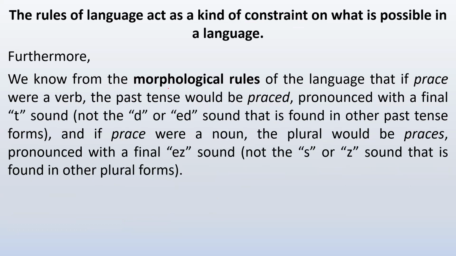Furthermore, when we talk about the morphological rules, if "prac" were a verb, the past tense would be "pract", pronounced with the final t sound, not the d or ed sound that is found in other past tense forms. And if "prac" were a noun, the plural would be "praxis", pronounced with the final iz sound, not the s sound that is found in other plural forms. So hope you can please read these things. These examples are available in the module as well, right?